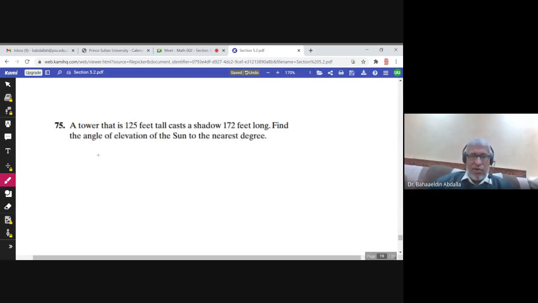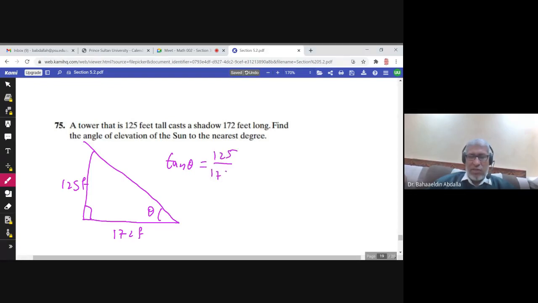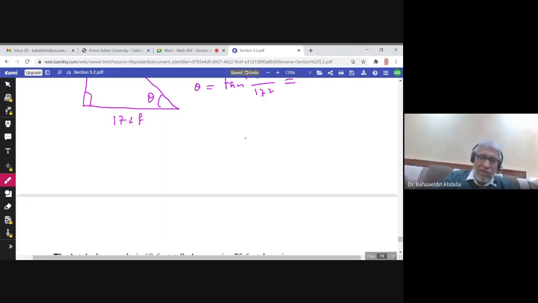Another question. A tower that's 125 feet tall casts a shadow 172 feet long. Find the angle of elevation. We used a question similar to this. You use tan theta is 125 over 172, and then you find theta, tan inverse of 125 over 172. You have to be in the degree mode and find the answer to the nearest degree.